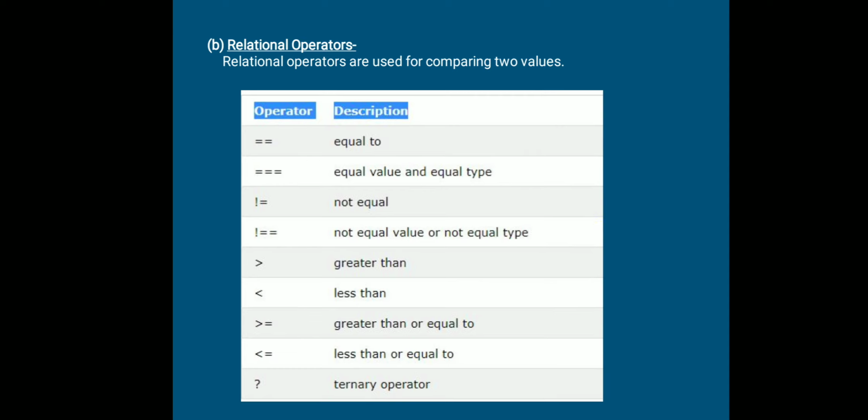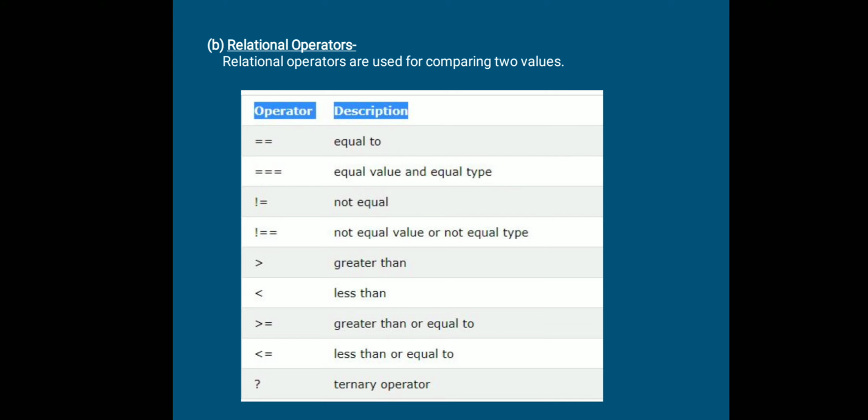Relational operators. All of you know these; they are also known as comparison operators. They are used when we are comparing two values, and the result is a Boolean. When we apply relational operators, the result of the expression will be either true or false, that is Boolean. So you can see here the operators we have: equal to, not equal to, greater than, less than, greater than equal to, less than equal to.